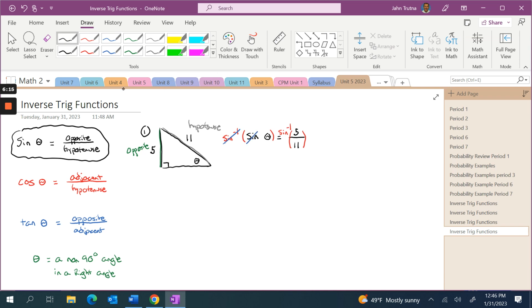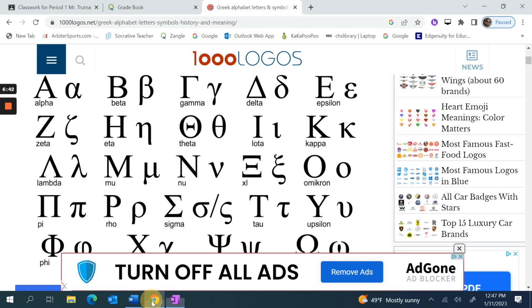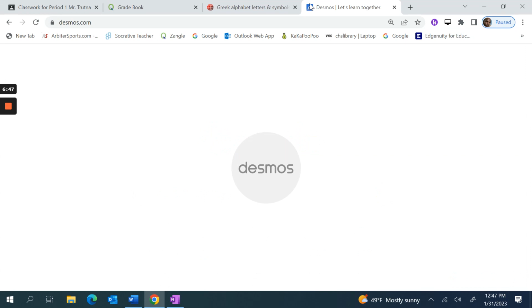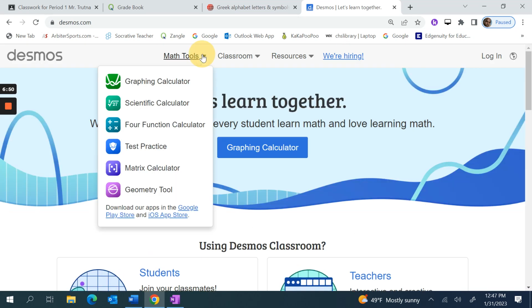And you could see that when the sine -1 cancels out the sine, my equation becomes theta is equal to sine -1 of the fraction 5/11. Now, to figure out what theta is equal to in this equation, I let my calculator do the work. This actually takes quite a bit of math to figure out the sine -1 of the fraction 5/11. However, because we have calculators available, we don't have to do quite a bit of work.